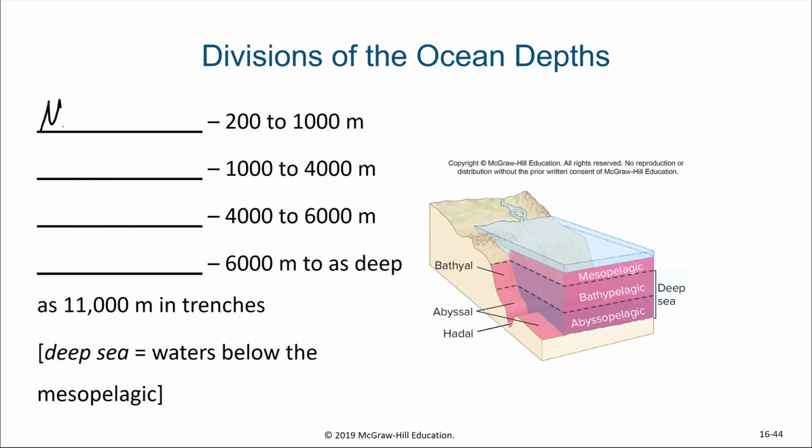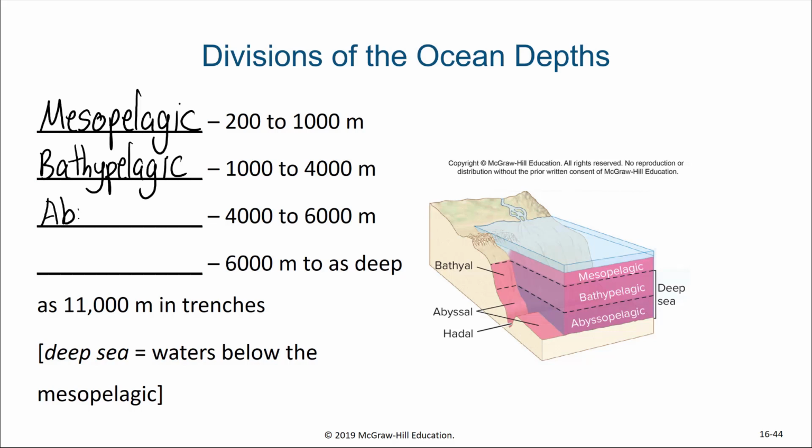The Mesopelagic is from about 200 meters to 1,000 meters. After the Mesopelagic, we have the Bathypelagic. The Bathypelagic is from about 1,000 to 4,000 meters. Next we have the Abyssopelagic, from about 4,000 to 6,000 meters.